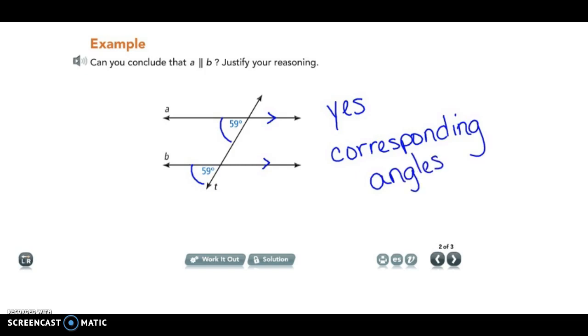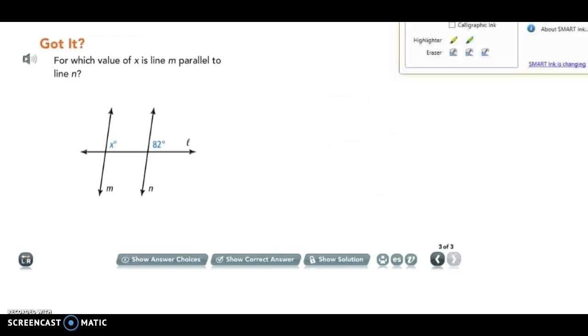So corresponding angles on parallel lines are congruent. Therefore, 59 and 59 make A and B congruent or parallel.